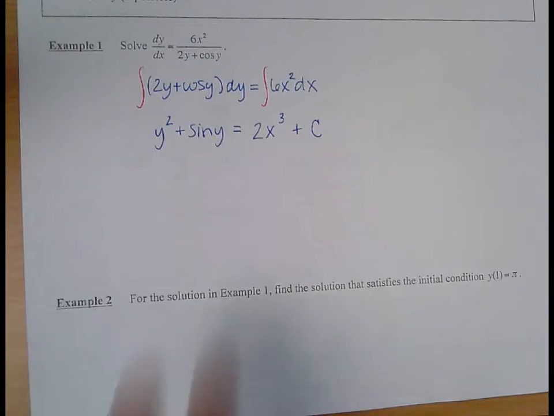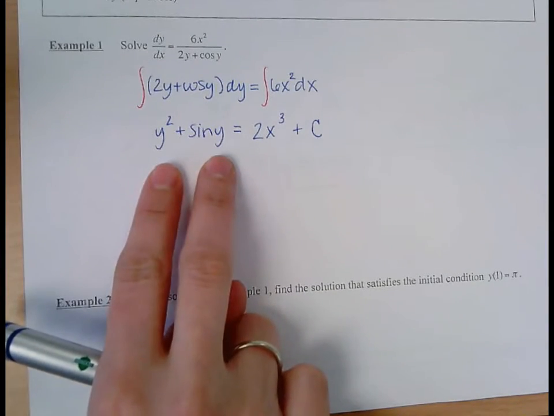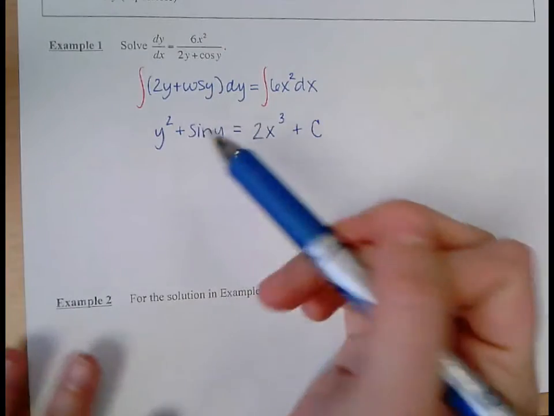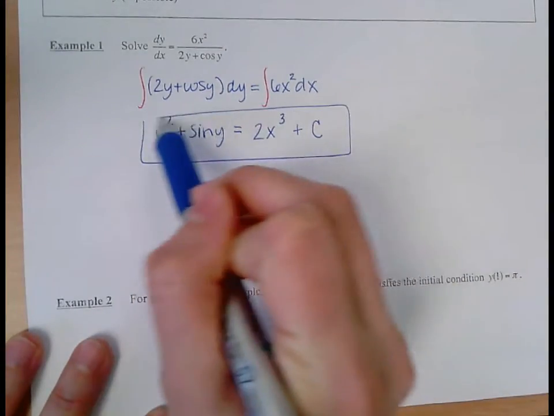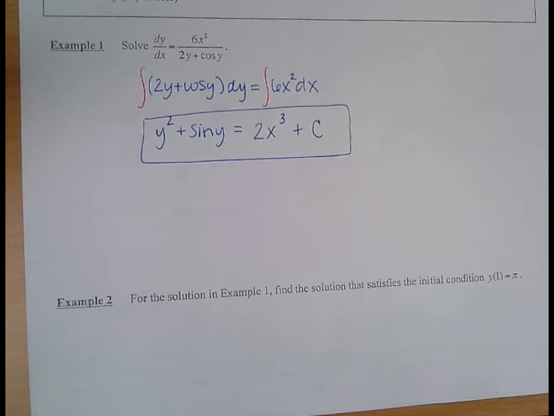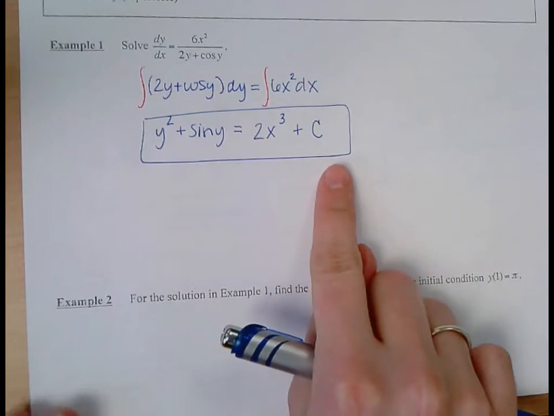No, because you cannot factor a y out of sine of y. So this is your solution. This would be an implicit solution. You are unable to solve for y. And this would be the general solution.